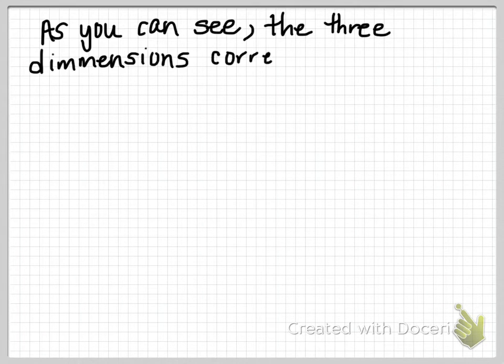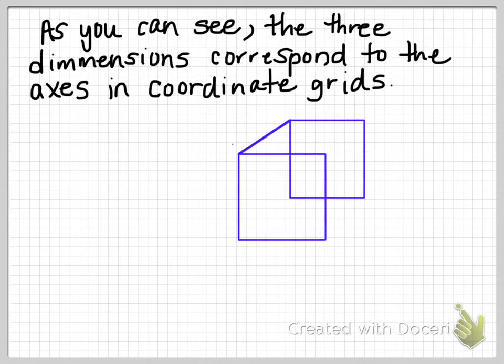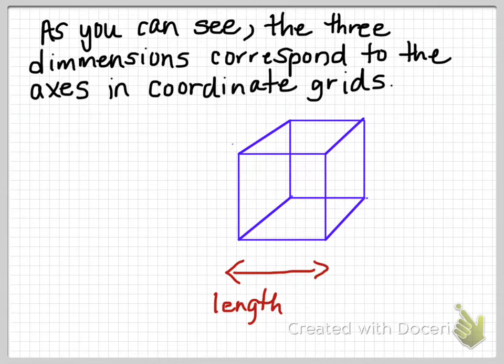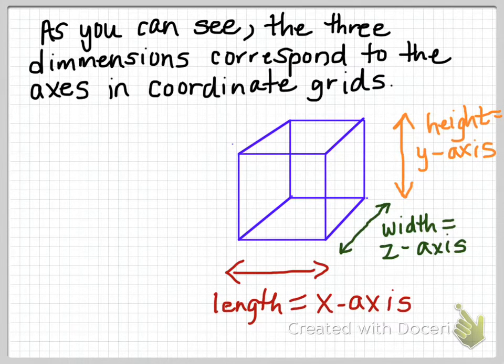As you can see, though, the three dimensions correspond to the axes in the coordinate plane or the coordinate grids that we just learned about. Length corresponds to the x-axis. Height corresponds to our y-axis, and width/depth will correspond to the z-axis, and that's the axis that gives it its third dimension.